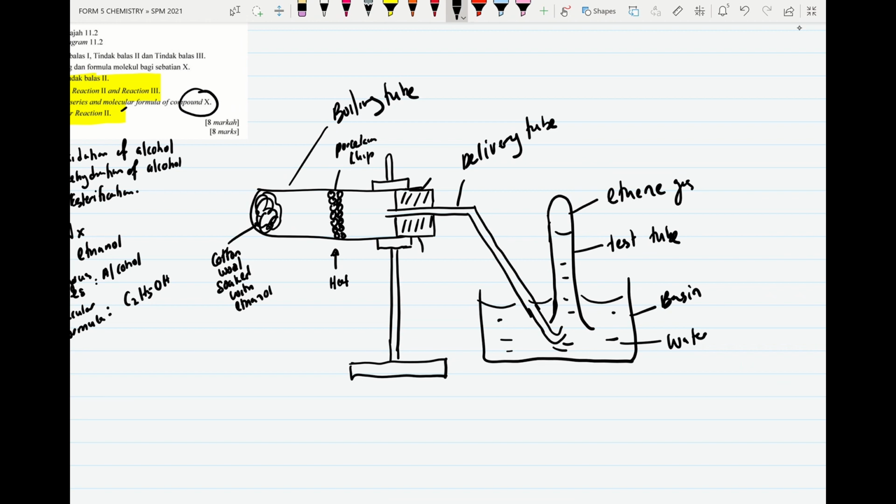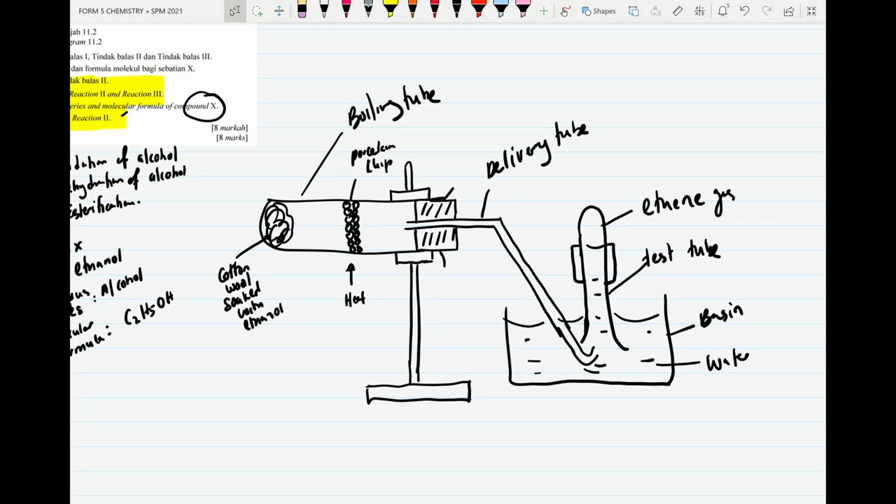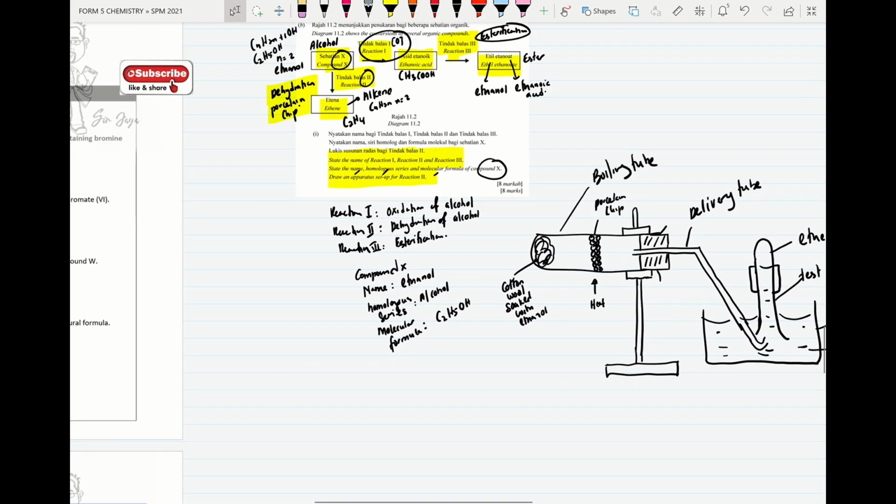Please go through it, and one more thing: please put the symbol for the retort stand here, because the test tube cannot stand without support, so we just draw the symbol of the retort stand here. So this is the drawing. Please practice and try to memorize the drawing.